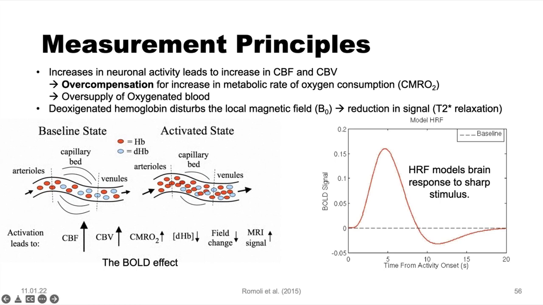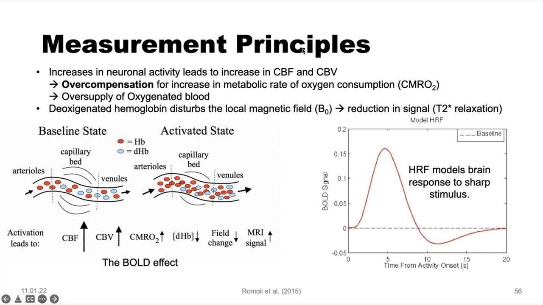So it's quite indirect. The underlying biological mechanism is that an increase in neural activity leads to an increase in cerebral blood flow and blood volume, because activity needs energy, and so the energy supply is increased, but it's kind of an overshoot. You can measure the metabolic rate of oxygen consumption based on neuronal activity, and there's even more oxygenated blood supplied for the activity. So there's an overcompensation. That means there's more oxygenated blood than is metabolized.